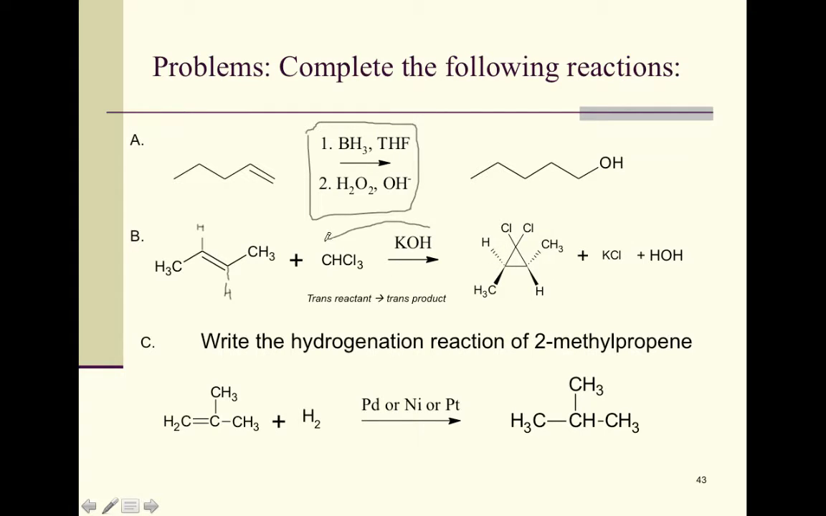This is the set of reagents that causes a cyclopropane to be formed with 2 halogens on there. 2 of them came from here. A trans reactant will give us a trans product. In this hydrogenation reaction of 2-methylpropene using hydrogen and catalyst platinum, palladium, or nickel, and remember this is that heterogeneous one where we literally have the solid metal in there, hydrogen is going to add to both sides of the double bond, forming an alkane.